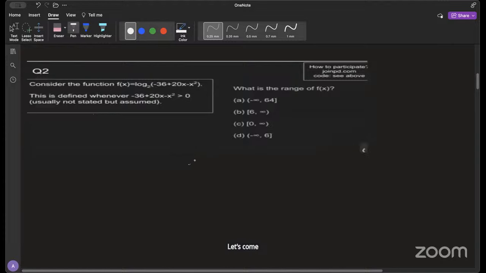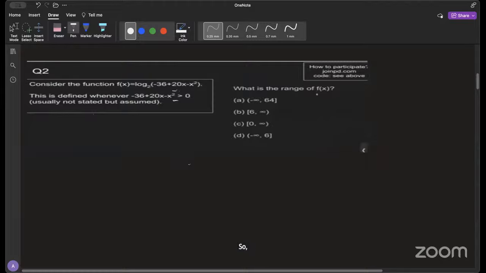So let's come to this question. You have been given a function log base 2, and then we have a quadratic function in the argument. The hint has also been given to you that this is defined when this thing is greater than 0.